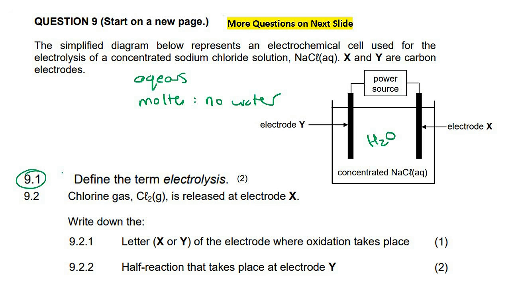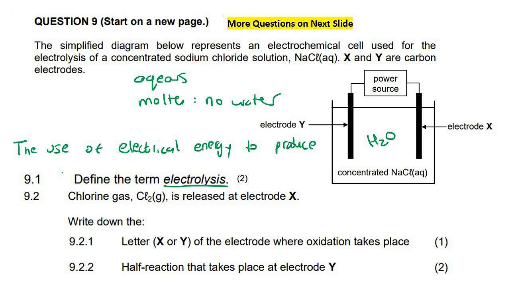This question says, define the term electrolysis. I'll give you the definition now: electrolysis is when you use electricity to do some type of chemical change. The correct definition, well, there were a few, but one of them was: it is the use of electrical energy to produce a chemical change. This one says that chlorine gas is released at electrode X. Chlorine is a diatomic molecule. Oh, they did tell us it's Cl2.